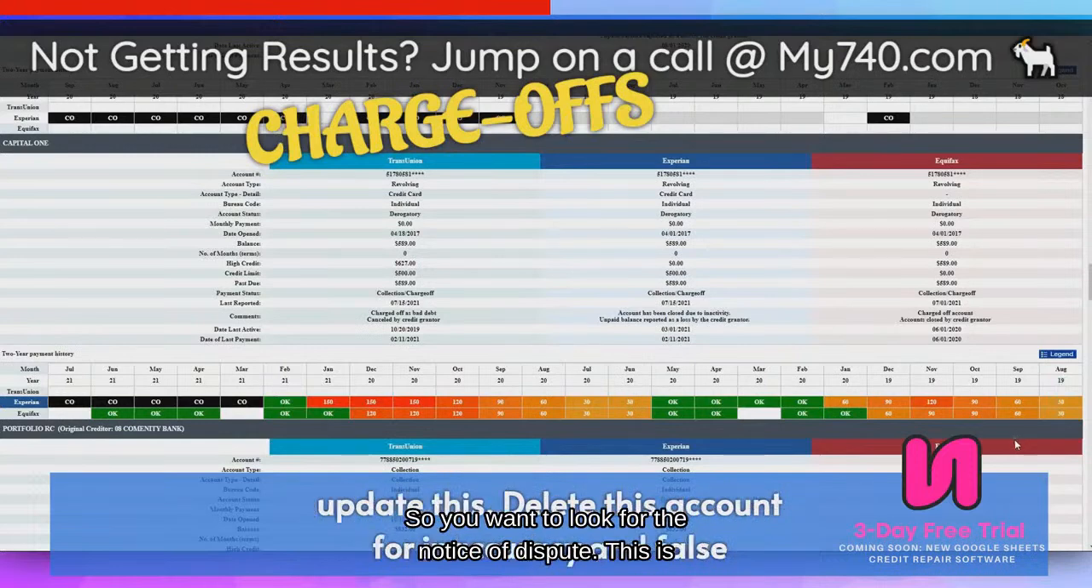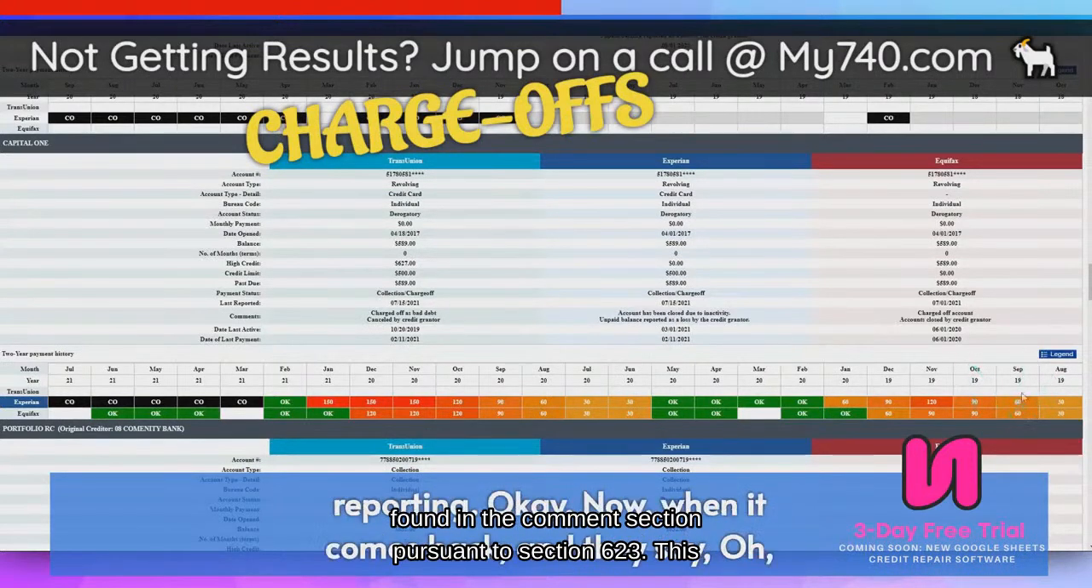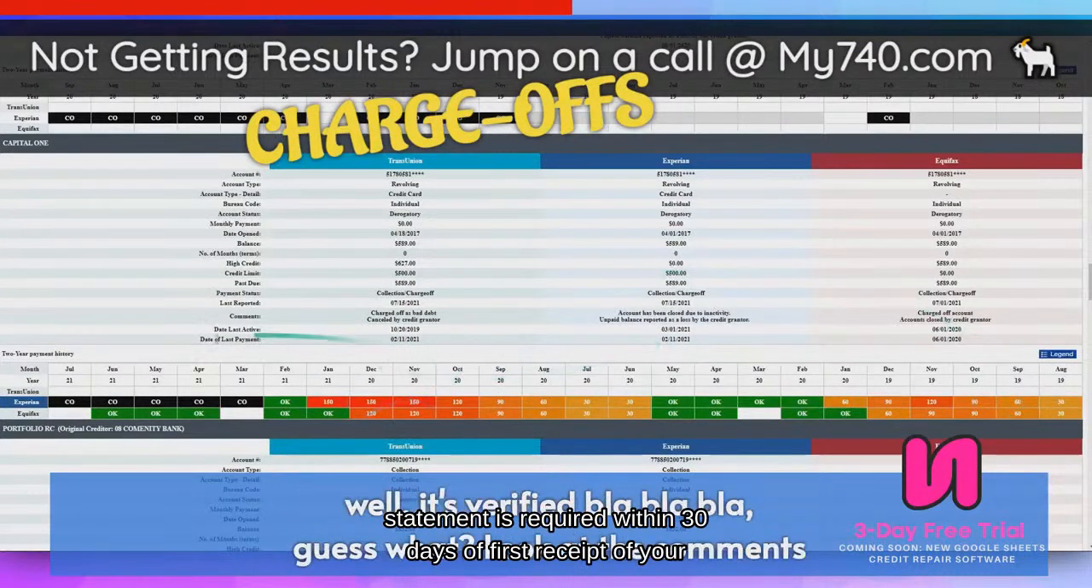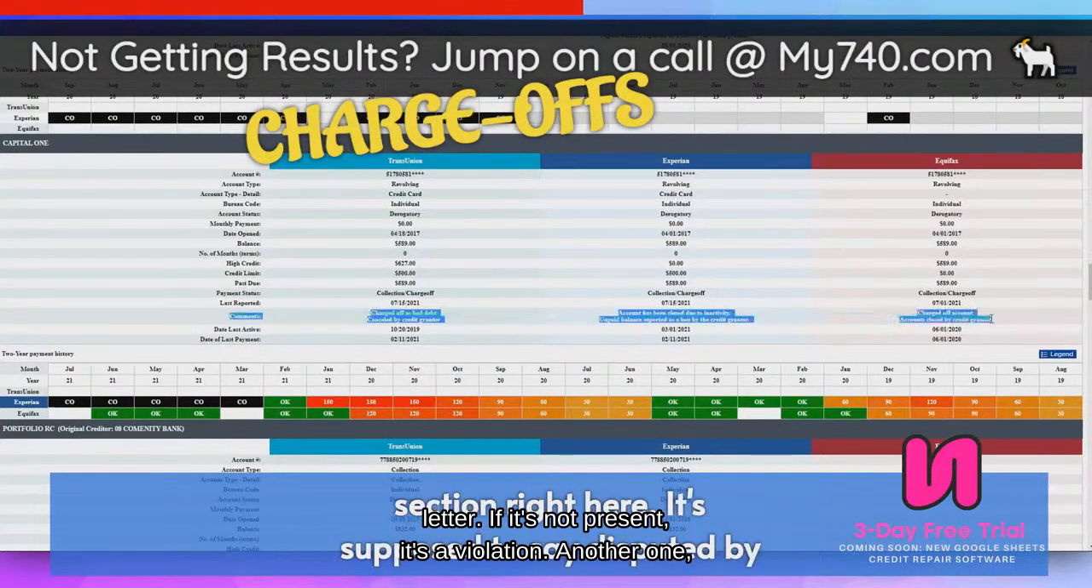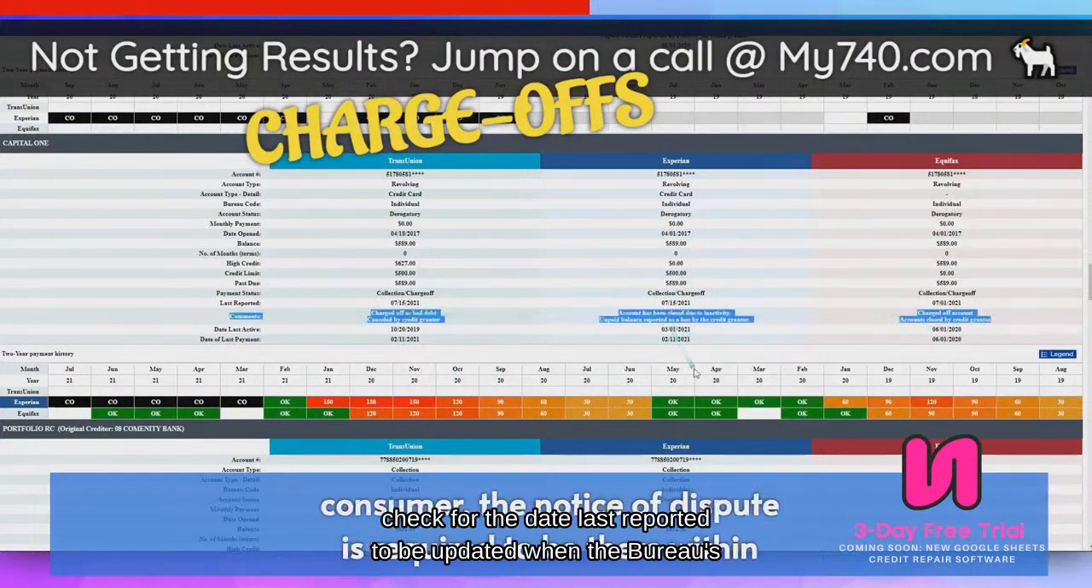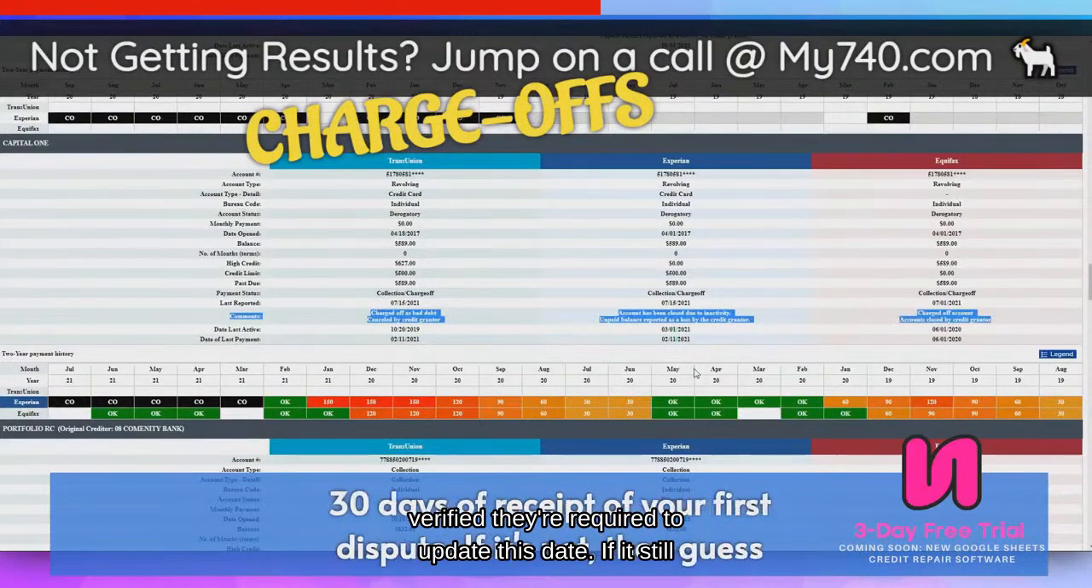There's no way to update this. Delete this account for inaccuracy and false reporting. Okay. Now, when it comes back and they say, oh, well, it's verified, blah, blah, blah, guess what? Look at the comment section right here. It's supposed to say disputed by consumer. The notice of dispute is required to be there within 30 days of receipt of your first dispute.